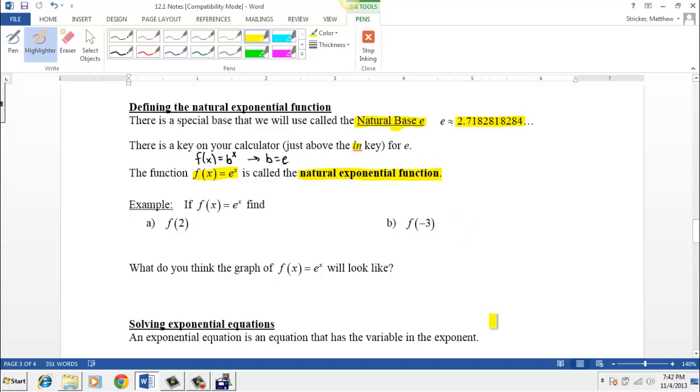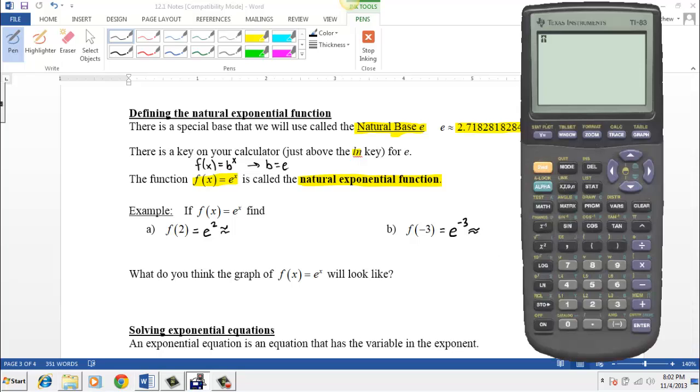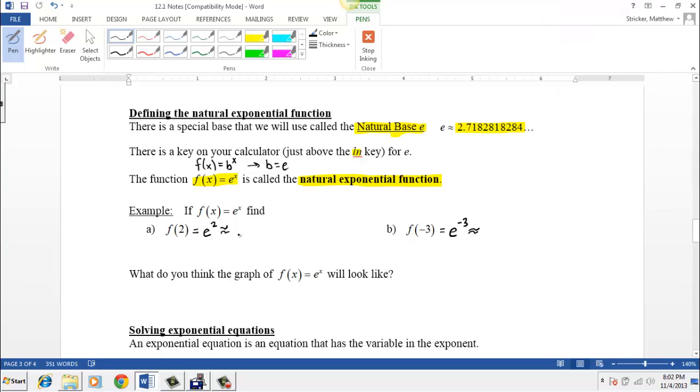And so we could use the calculator to help us find things like f of 2. So if we wanted to find f of 2, that's going to be e raised to the second power. And if we wanted to find f of negative 3, that would be e raised to the negative 3 power. And let's use our calculator to help us with what both of those approximations are equal to. So if we pull up our calculator, we can take a look at e to the second power. Well, to 4 decimal places, that is about 7.3891.